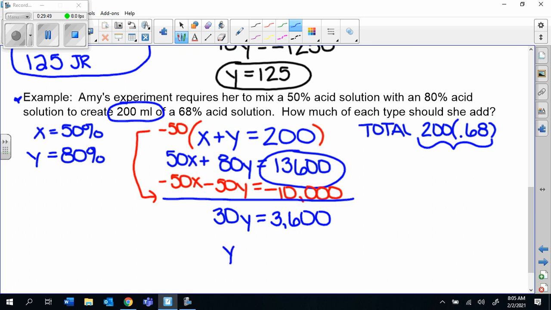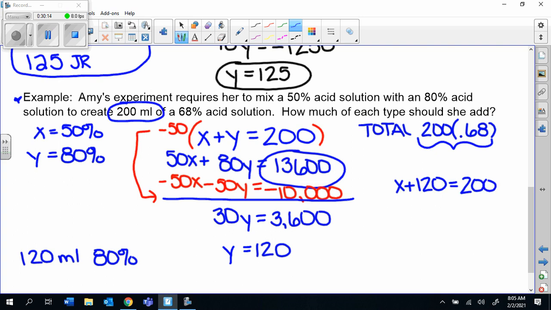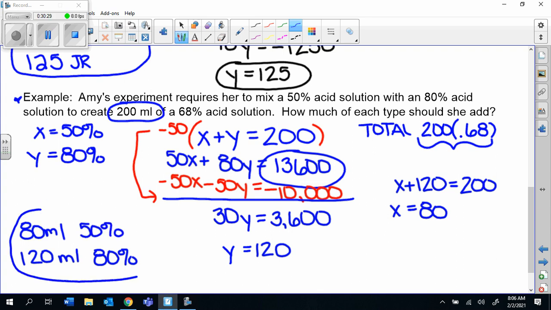When I divide both sides of my equation by 30, I get 120. And so there's going to be 120 milliliters of the 80% solution. And if they have to add up to 200, then the x must be 80. And so there must be 80 milliliters of the 50% solution. Final answer.